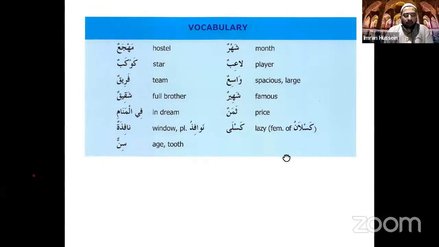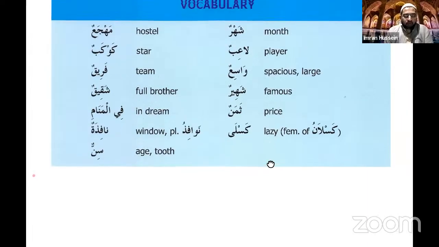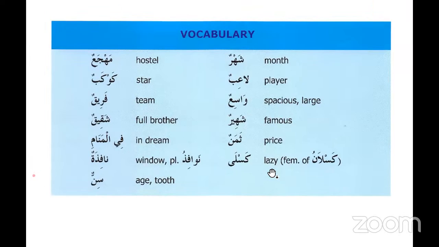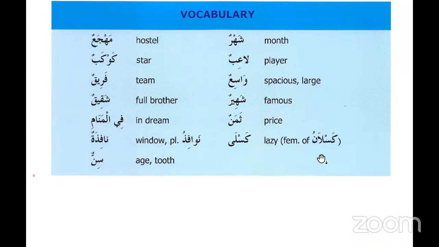We'll just do the vocabulary and then I'll do the exercise next week. It will be too much for you to take in today. So if you just do the vocab, that's fine. Mahja'un, hostel, kaukabun, star, fariqun, team, shaqiqun, full brother, fil manam, in dream, nafizatun, window, plural nawafizu, sinnun, age, tooth, shahrun, month, la'ibun, player, wasi'un, spacious, large, shahirun, famous, thamanun, price, kaslan, lazy, feminine, female is kasla.